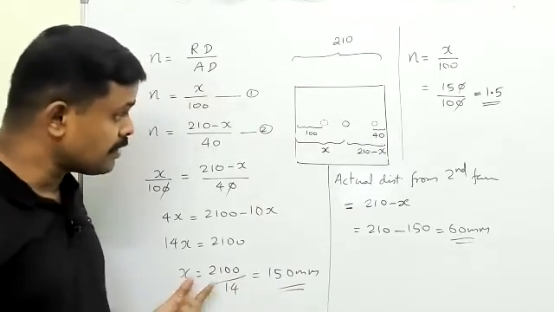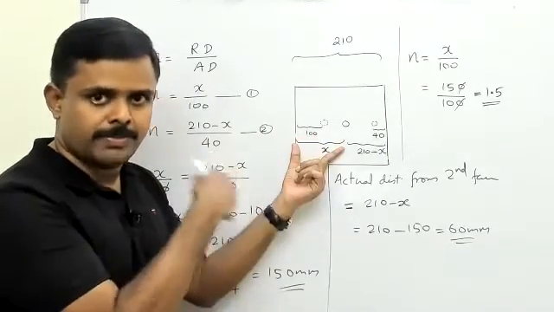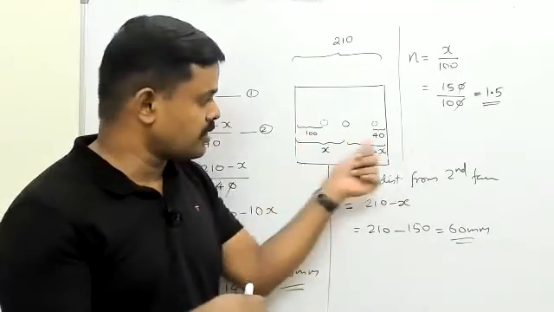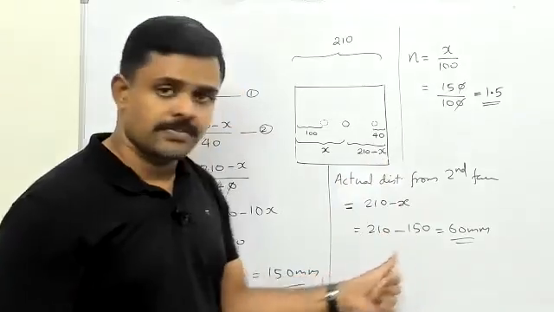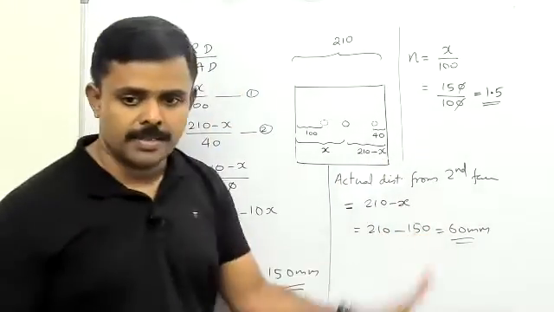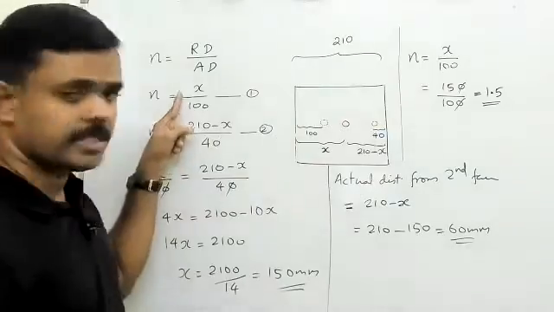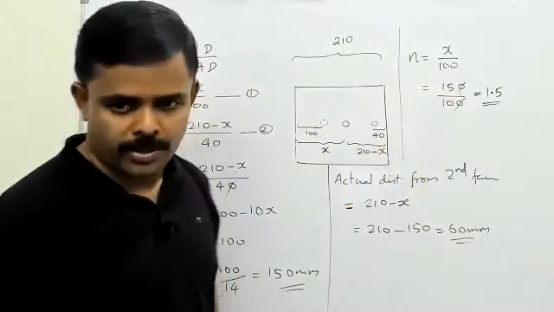But this is x from the first surface, the distance to the bubble from the first surface. Instead, they have asked for the distance from the second surface. So I need to find 210 minus x. 210 minus 150, since x is 150, that is 60 mm. And the second question is to find the refractive index, for which I can use this equation, x by 100. It is 150 by 100, that makes it 1.5.